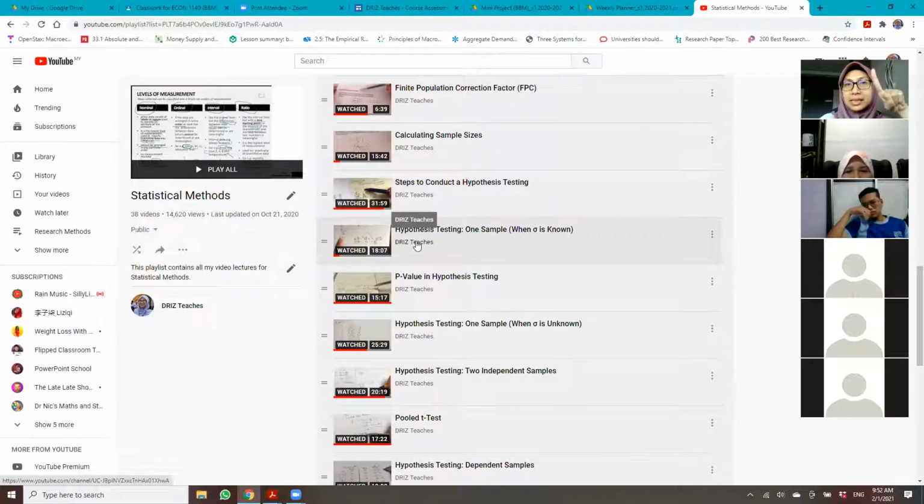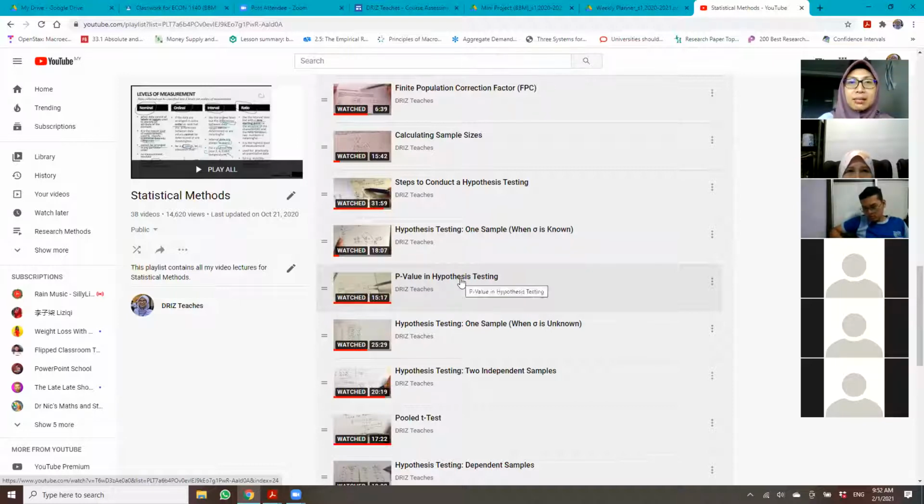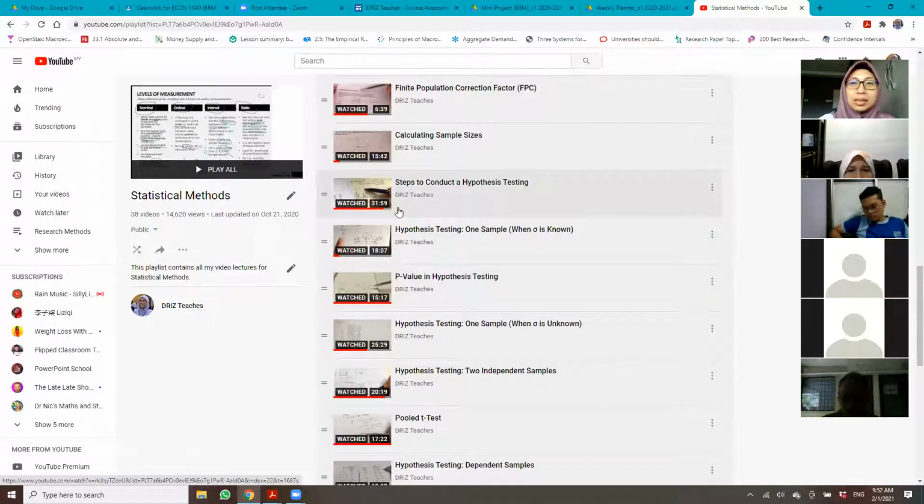Hypothesis test for one sample in the case where you know your sigma and your sample size is large. Or hypothesis test for one sample if you don't know your sigma and your sample size is small. Just these two. This is a bonus: if you do the p-value, it's a bonus. Anything that requires extra effort is a bonus, to differentiate you from the other students. That's it.